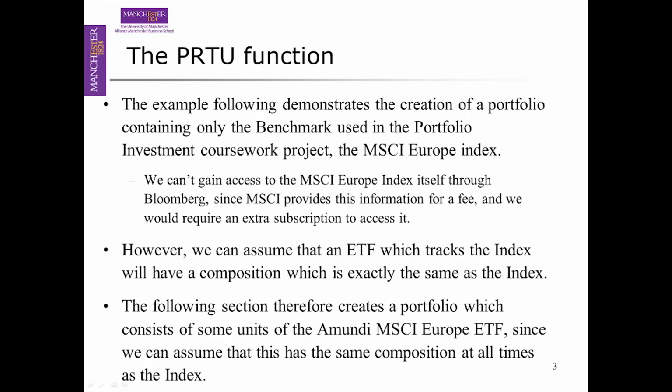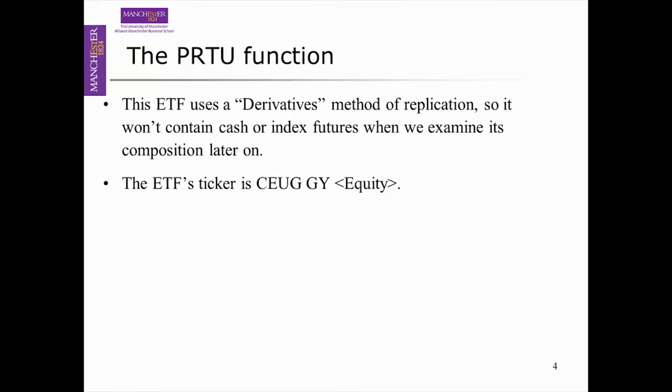The following section therefore creates a portfolio which consists of some units of the Amundi MSCI Europe ETF, since we can assume that this has the same composition at all times as the index. This ETF uses a derivatives method of replication, so it won't contain cash or index futures when we examine its composition later on. The ETF's ticker is CEUGGY followed by equity.